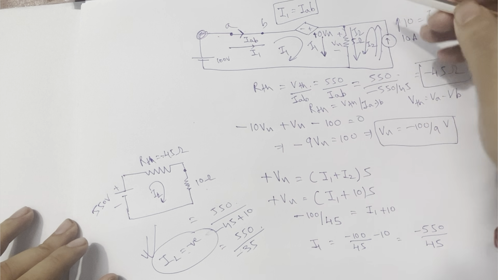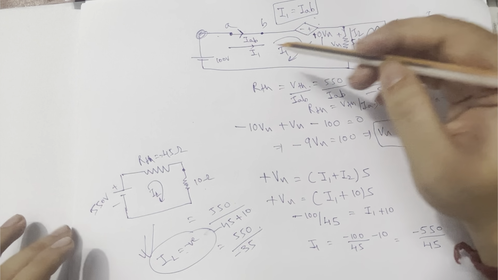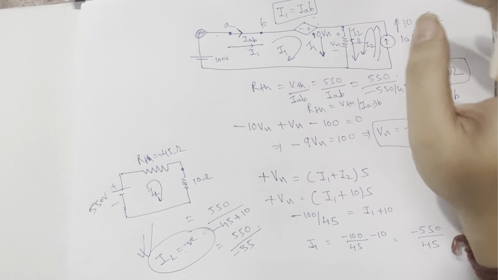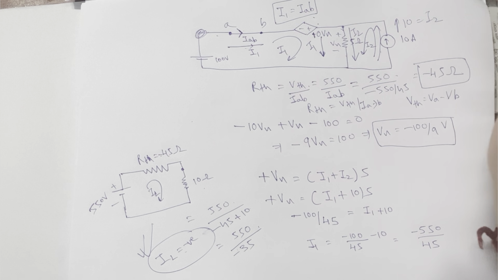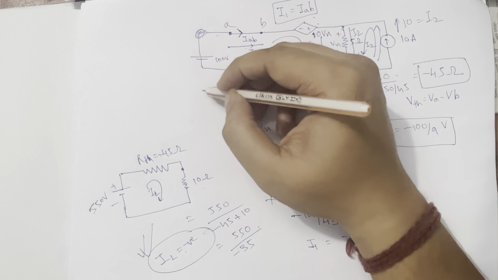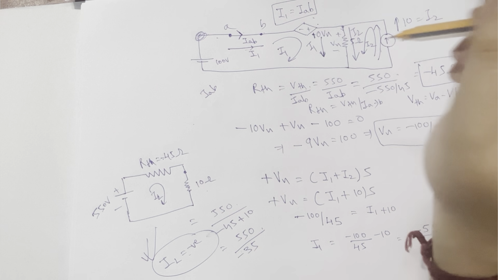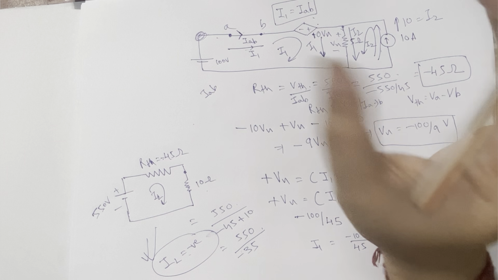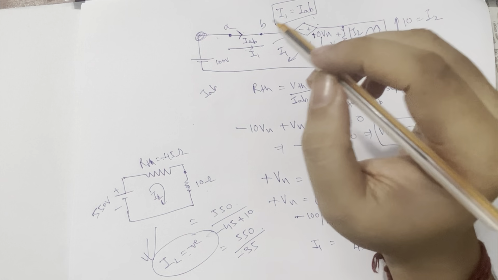Whenever a dependent source is present, we will first calculate VTH after removing the load and open circuiting it. So VA minus VB will be the VTH. Normal Kirchhoff's laws will be followed to find the VTH, but after that we will short circuit the end terminals to find IAB, and dividing VTH by that we will get the RTH, whether it's negative or positive, using the circuit. So this is how we solve Thevenin's equivalent circuit when a dependent source is present.